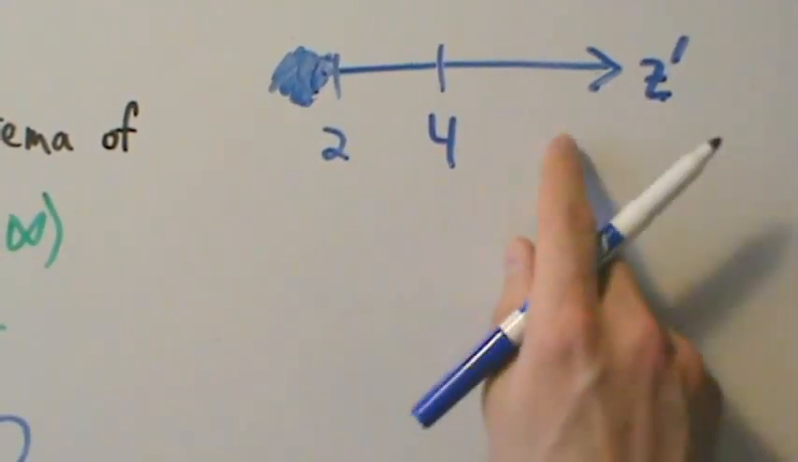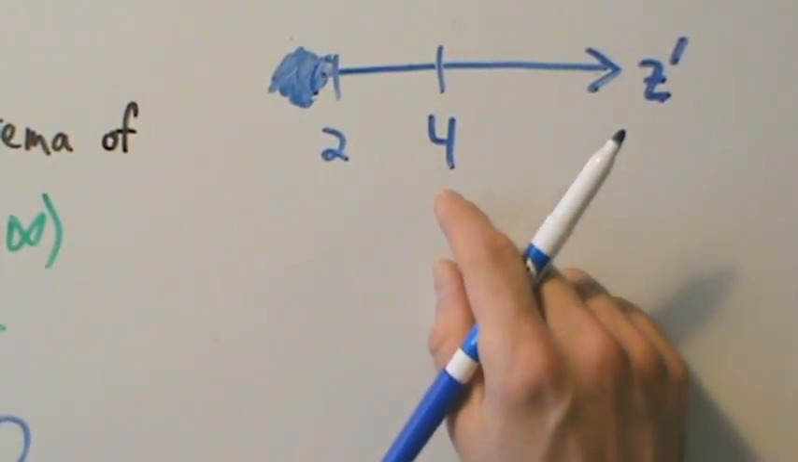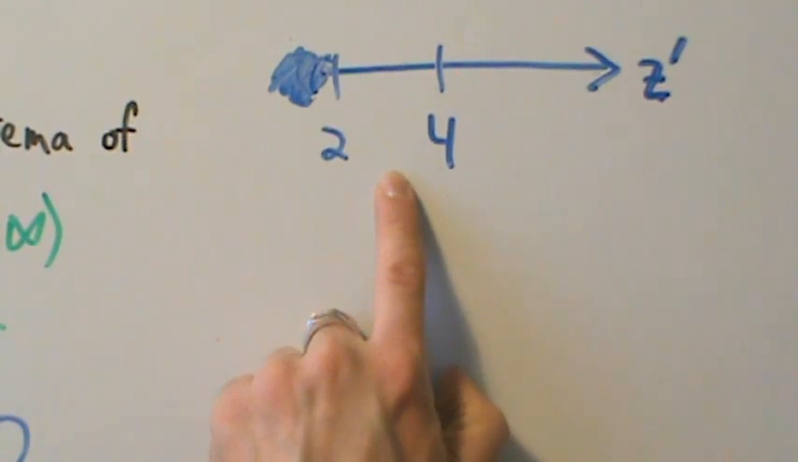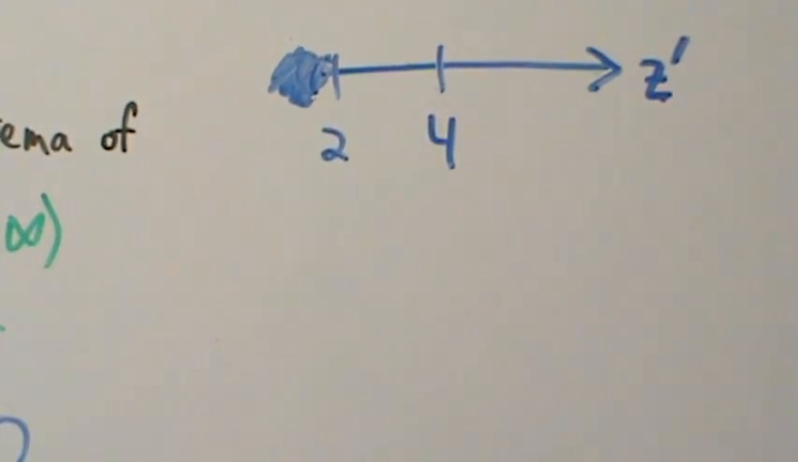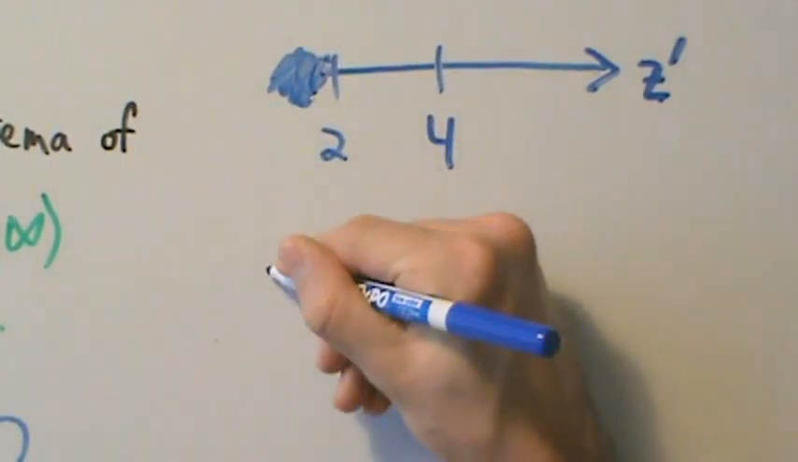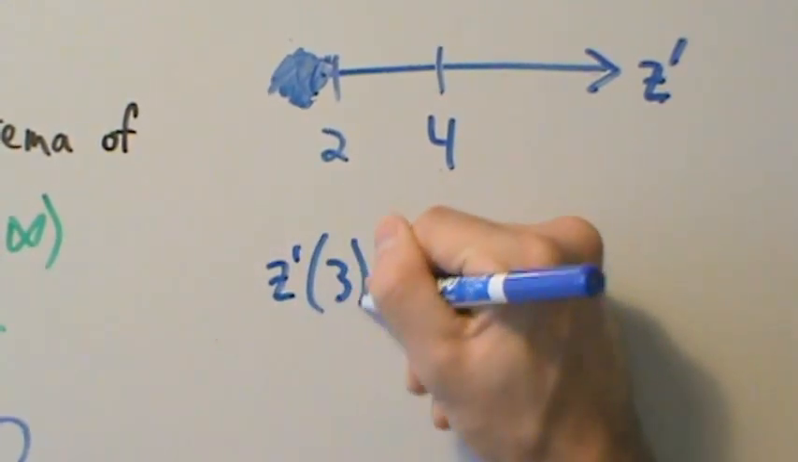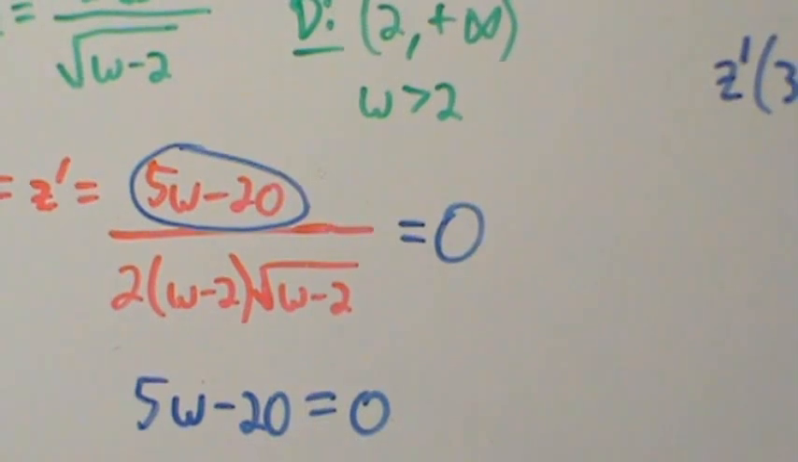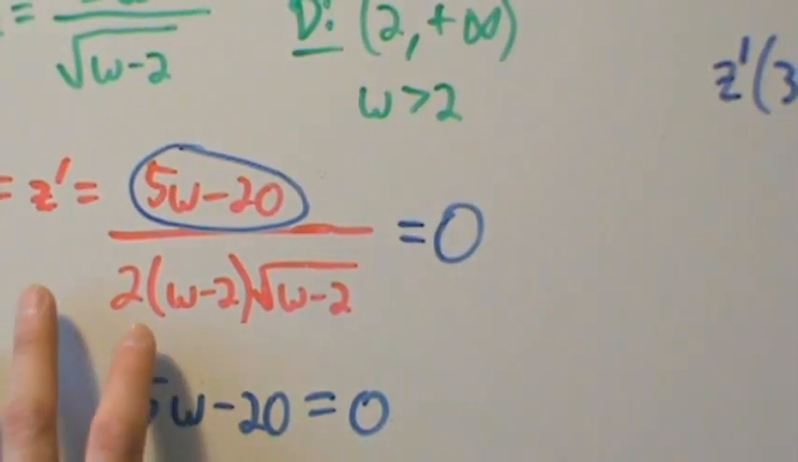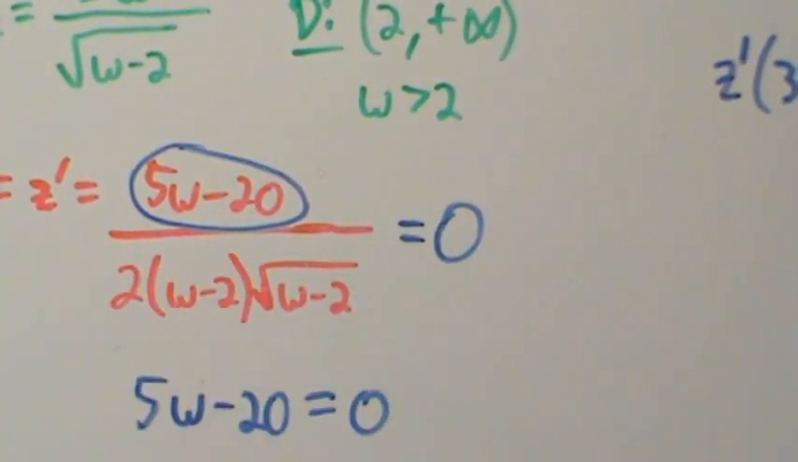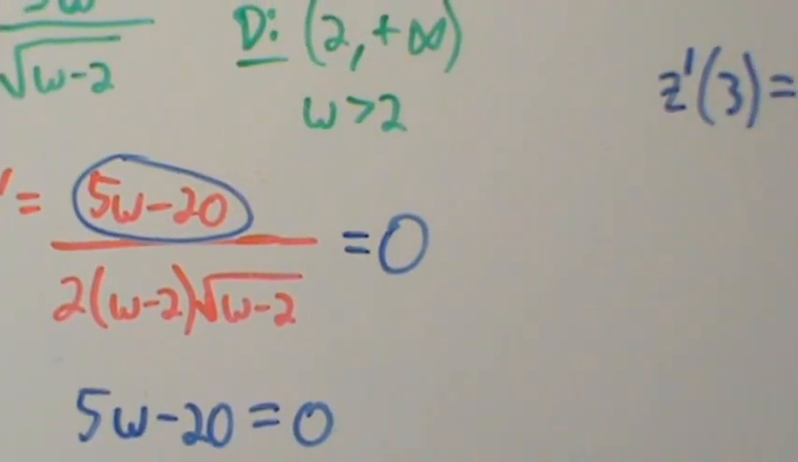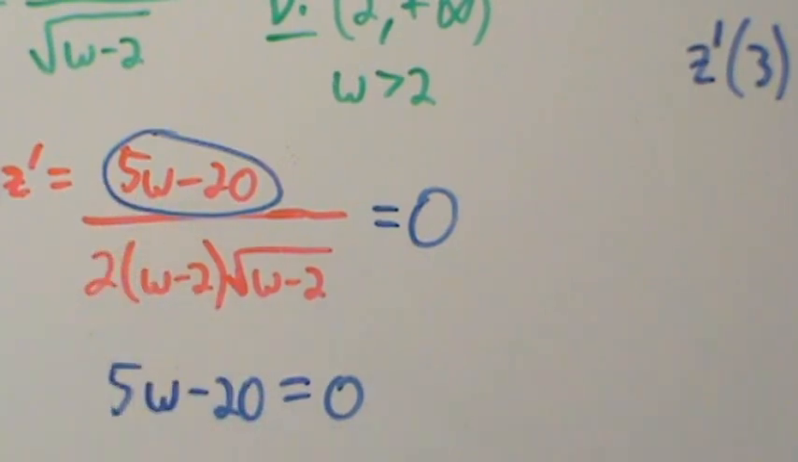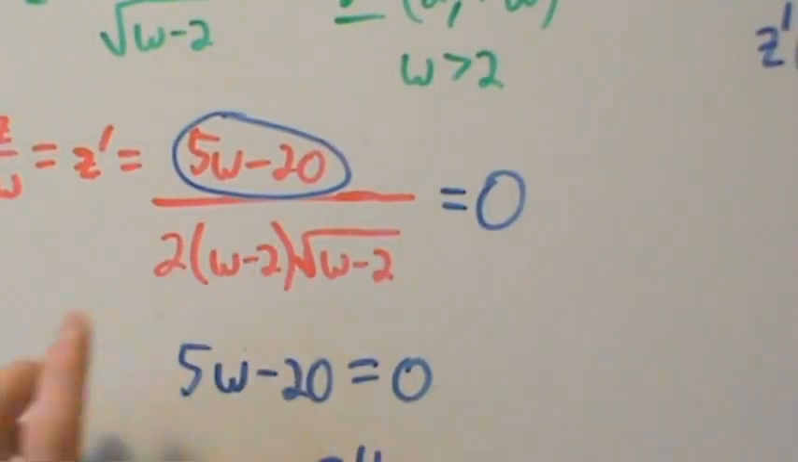So we pick one number from each of these intervals, and we evaluate the derivative at that number we pick. Between 2 and 4, a good number to pick is 3. So z primed of 3 equals what? Well, let's go back over here. It might be helpful to have the derivative in the other form where we had w minus 2 to the 3 halves, but it's actually not going to matter that much. So let's not worry about it. Here's our first derivative, 5w minus 20 over this mess here.